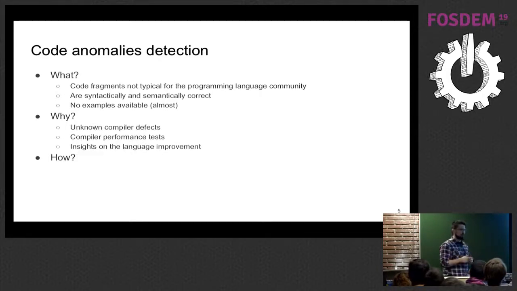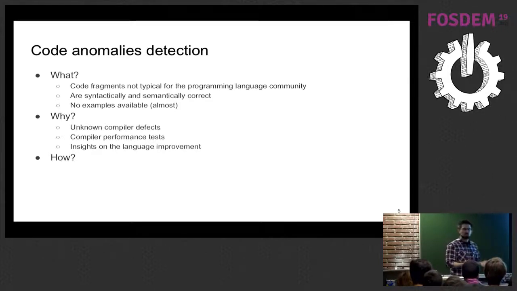And these code fragments are actually of great interest to language developers because they could show some previously unnoticed compiler bugs or highlight some compiler performance issues, or even be used to get hints on how to improve the language further. So the informal task description that we got from the Kotlin developer team was: take all Kotlin code in the world and bring us some weirdly looking programs.